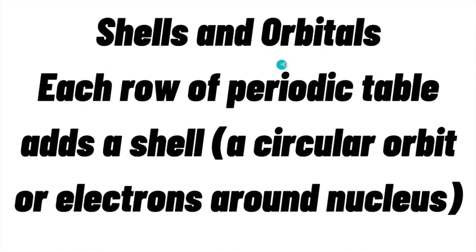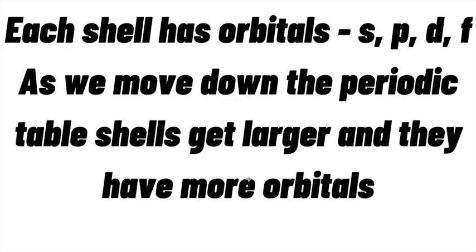Now we talked about shells and orbitals. Each row of the periodic table adds a shell, a circular orbit of electrons around the nucleus. So when we go from the first row to the second row up to the 7th row, we keep on adding a shell. Each shell has orbitals. The orbitals are named s, p, d and f. As we move down the periodic table, the shells get larger, so they can have more orbitals.